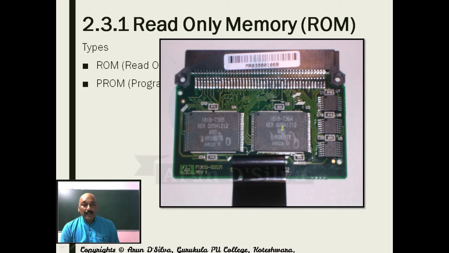Got it? So normal ROM will be fed at the time of manufacturing, and programmable ROM, the data will not be fed at the manufacturing time, but the data will be fed by the programmer at the time of assembly. So once it is done, then we cannot change it. That remains permanent. Got it?